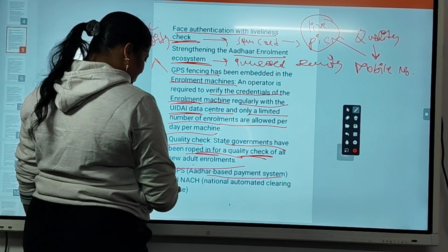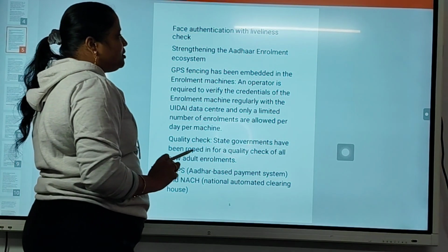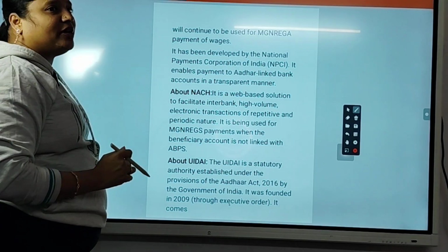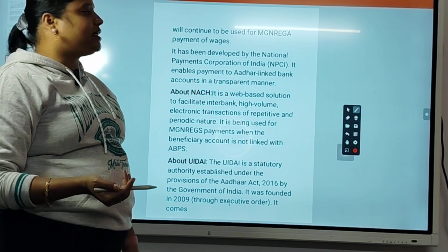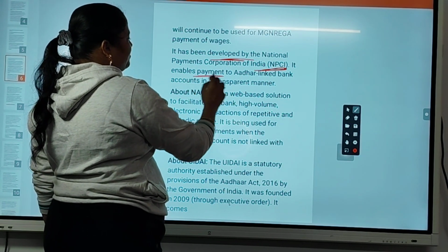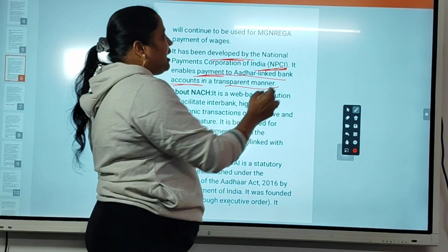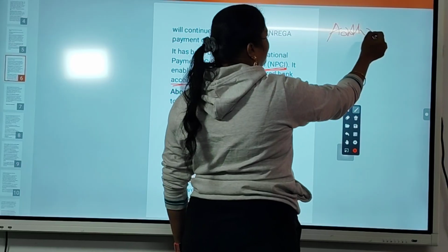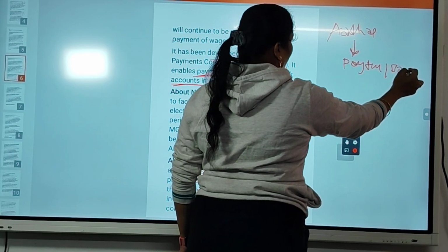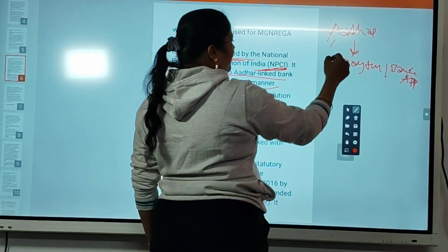Aadhaar based payment system and NACH, National Automated Clearing House. So you might know the Aadhaar based payment system. So Aadhaar will be linked, your KYC updated, then onwards you can use Paytm, bank facilities, etc. It has been developed by the National Payments Corporation. It enables payments to Aadhaar linked bank accounts in a transparent manner. So even Aadhaar registration leads to use of Paytm and bank apps. That's why it is important for every person to make an Aadhaar for himself.